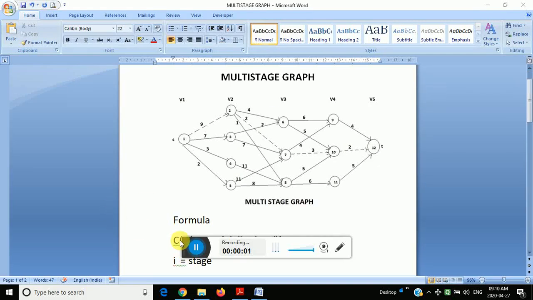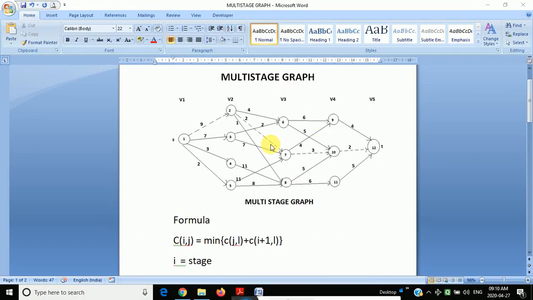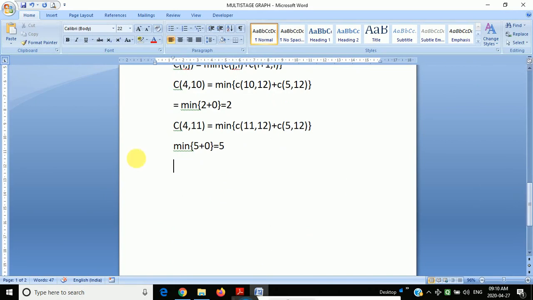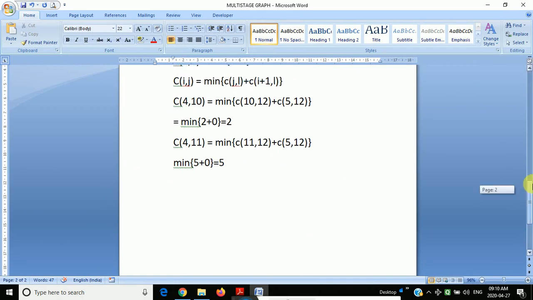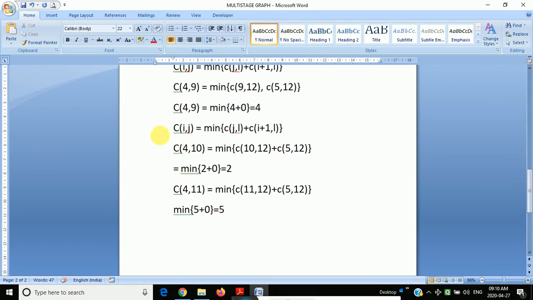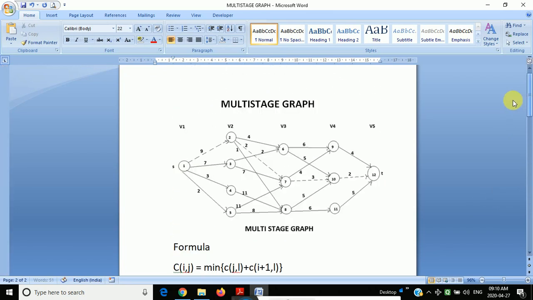Till fourth stage we have done. Next is the third and second stage. We'll do it now. Here I'll just copy the formula, and in the second stage what I'll do, that is third stage. This is the third stage. So in the third stage we have to find 3 comma 6, 3 comma 7 and 3 comma 8.